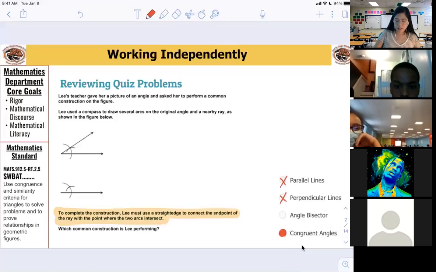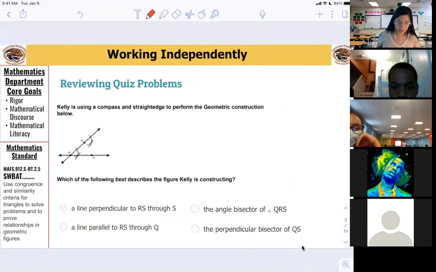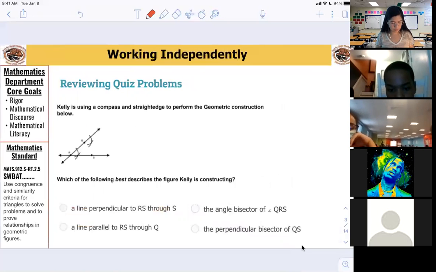All right, so that was congruent angles. Here's another one from the test. Who would like to read this one? Go ahead, Tyrone. Kelly is using a compass and a straight edge to perform the geometric construction below. Which of the following best describes the figure Kelly is constructing?